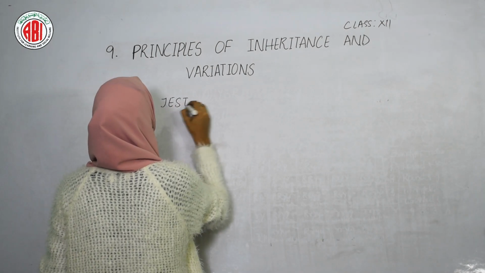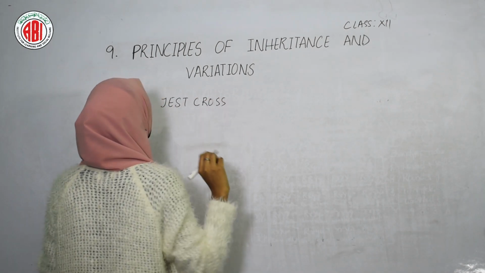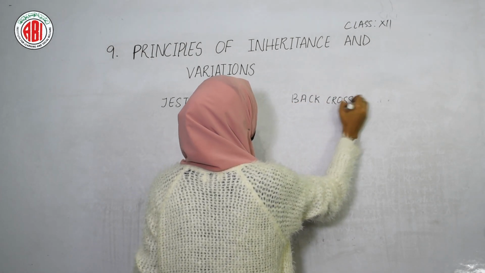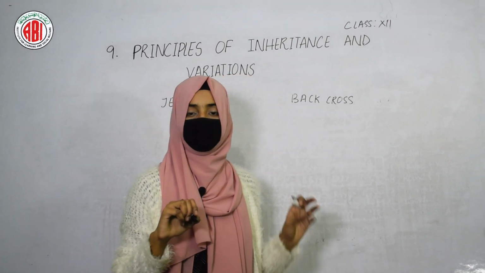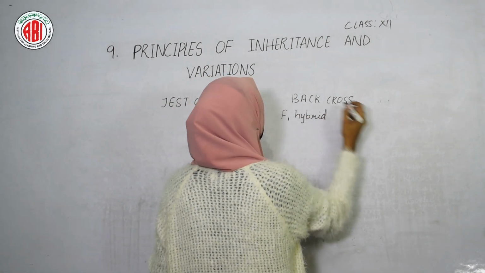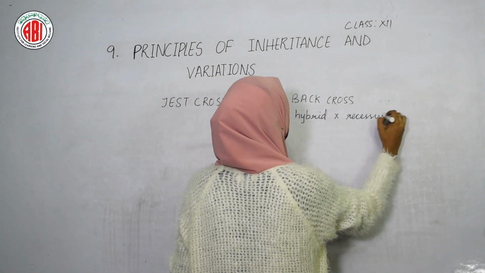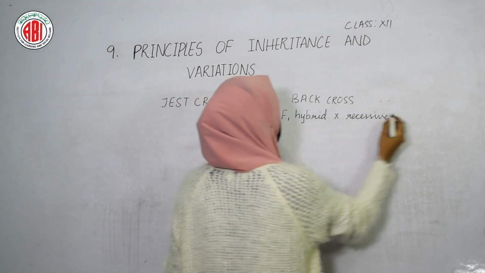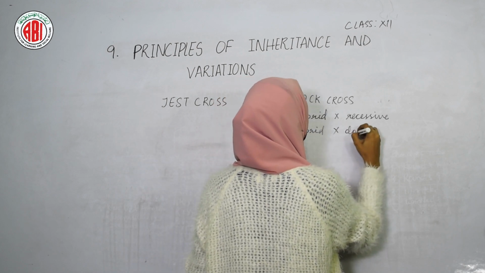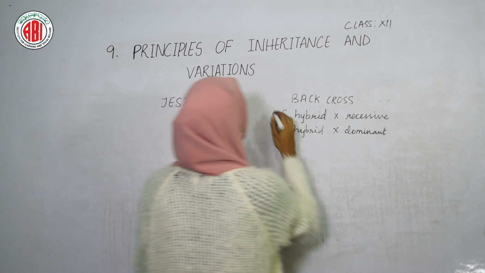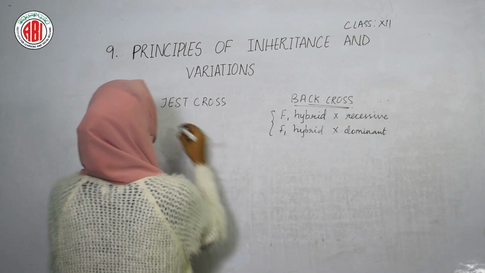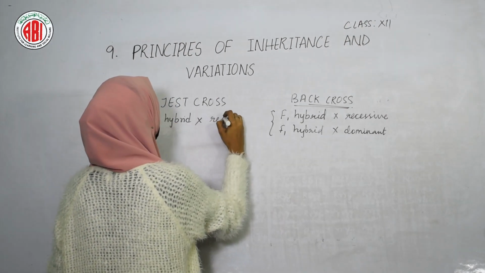Let us talk about the other crosses made by Mendel, that is test cross and back cross. First we will discuss the back cross. Back cross is done to improve the quality of the breed, and if the cross is between the F1 hybrid and the dominant parent or the recessive parent, then this type of cross is called a back cross. And the test cross is when the F1 hybrid is crossed with the recessive parent.